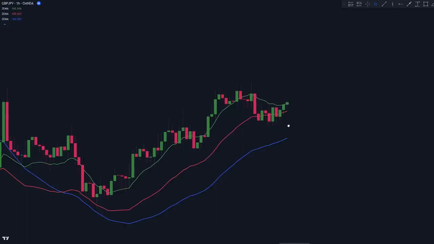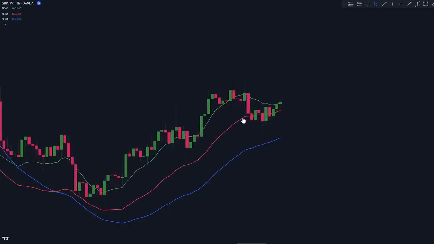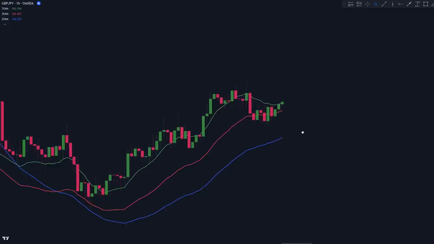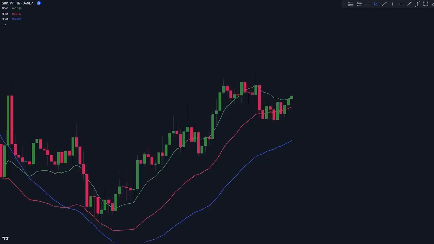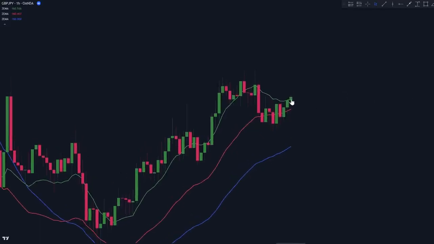Next, we want to wait for the price to pull back and touch this red line without touching this blue line. For the pullback to be valid, there should be at least one candle that opens and closes below this green line. In this particular example, you can see that we had several candles that opened and closed below the green line. After the pullback, we want a candle to close above the green line, and then we're going to enter a long trade on the open of the very next candle.